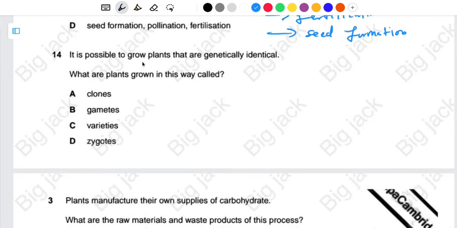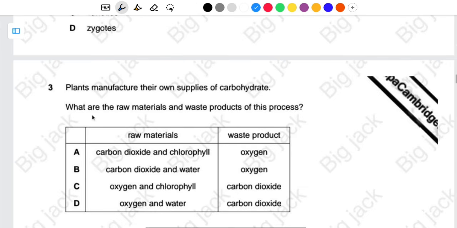It is possible to grow plants that are identical or genetically identical. What are plants grown in this way called? They are called clones, clones meaning identical.